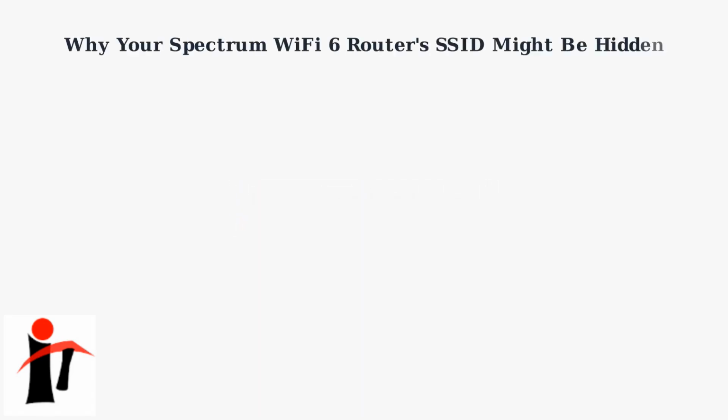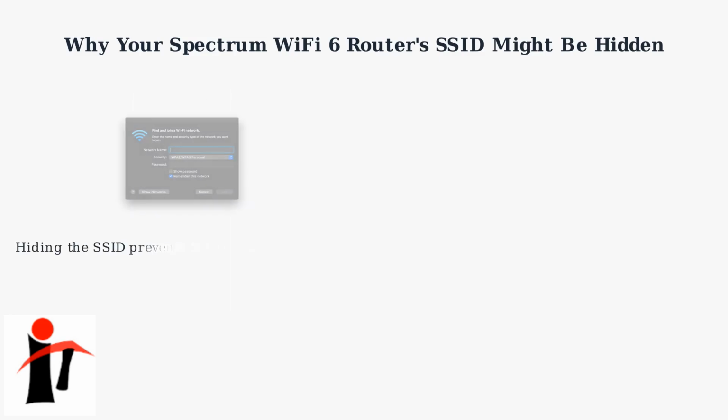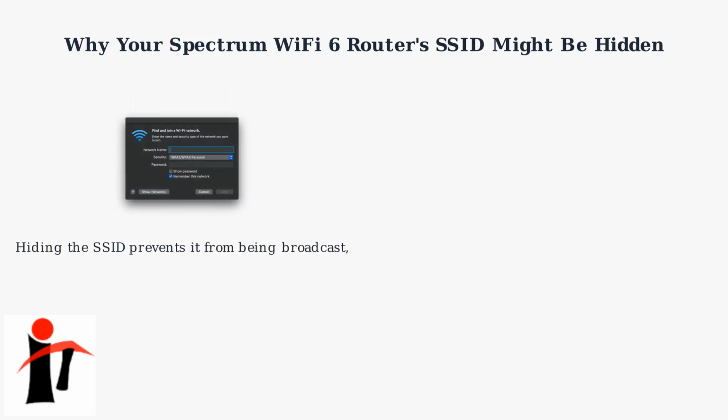Is your Spectrum Wi-Fi 6 router not showing up on your devices? The most common reason is that the SSID, or network name, is hidden. This is often a default security setting or can happen after a firmware update or power outage. Hiding the SSID prevents it from being broadcast, meaning devices won't see it in the list of available networks.